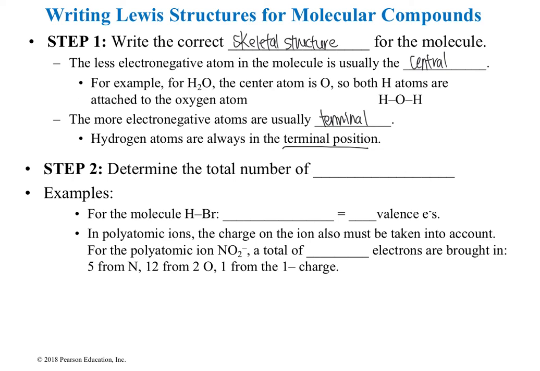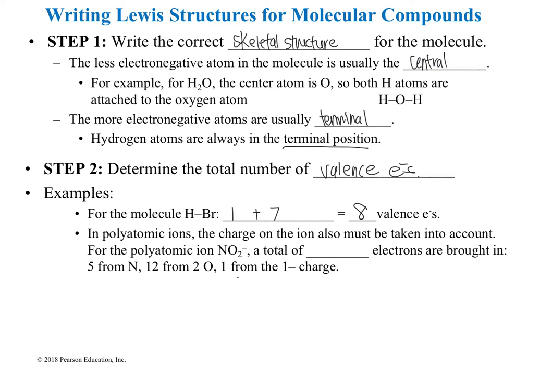Then you're going to determine the number of valence electrons. You're going to literally add it up. So for hydrogen and bromine, we have 1 plus 7 is 8 valence. I want you to write that on your paper as you're solving the problems, because you're going to check back with that. That's important. If we have a polyatomic ion, the charge is going to be considered.